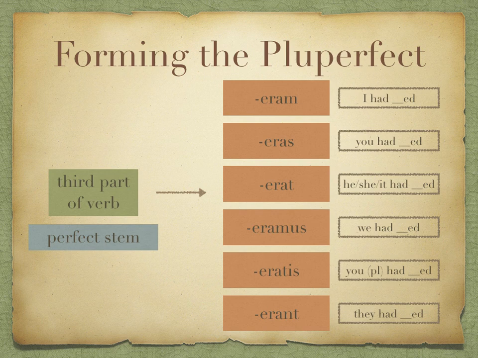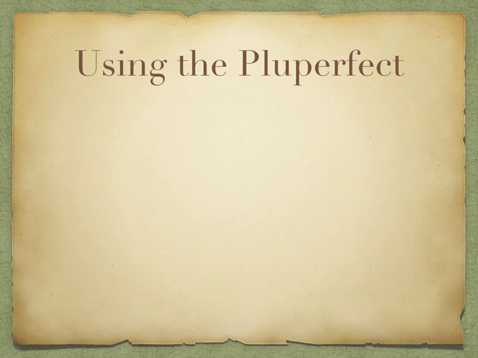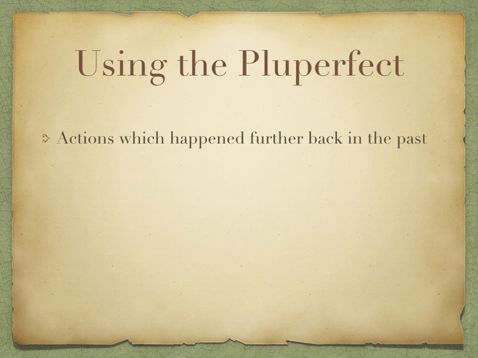You'll notice that these endings are the same as the verb esse in the imperfect tense. So eram on its own means I was, but if it's on the end of a verb, it means I had something. The pluperfect is used to describe actions which happen further back in the past. It's kind of like the past of the past tense. So that means that it happens before the imperfect and perfect tenses.